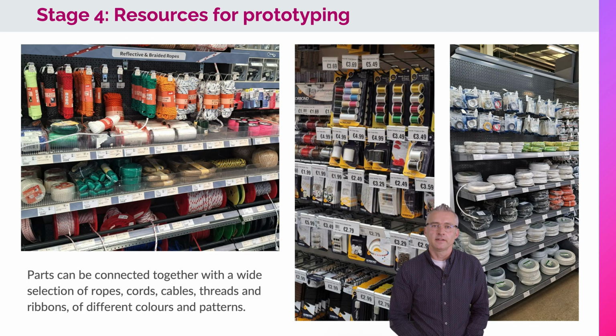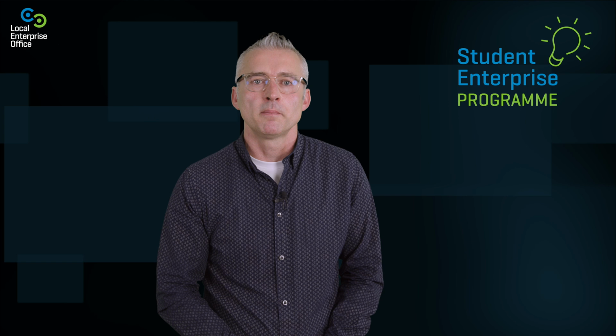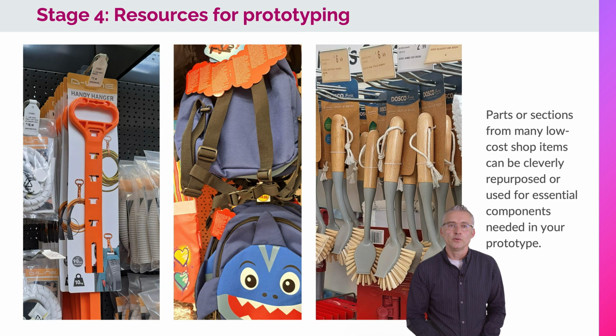Parts can be connected together with a wide selection of ropes, cords, cables, threads and ribbons of different colours and patterns. Parts or sections from many low-cost shop items can be cleverly repurposed or used for essential components needed in your prototype. For example, handles, straps, buckles, lids, containers and mechanisms. This can help you with difficult to make parts and save time.